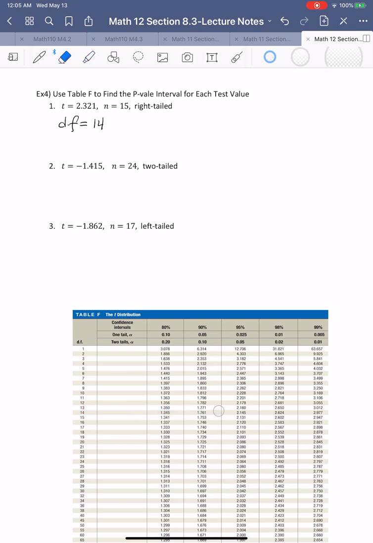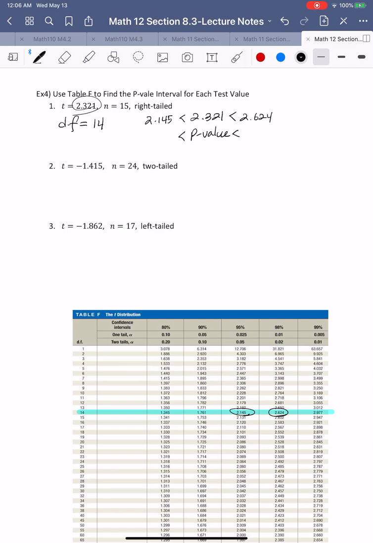Oh, that's too big. Sorry about that. So for the 14, I'm looking at these rows. And then I'm looking for the number closer to 2.321, okay. So 2.321 is between 2.145 and 2.624. Now we are looking for p-value, which is going to be the percent. Okay, so if I'm looking up for the right tail, which is a one tail, so if you go up, you'll see that it's going to be 0.01 and 0.025. So I can say this one is between 0.01 and 0.025. And then we compare to the alpha, which is a given.